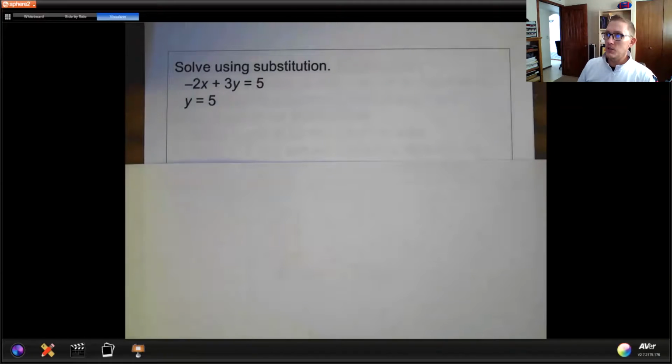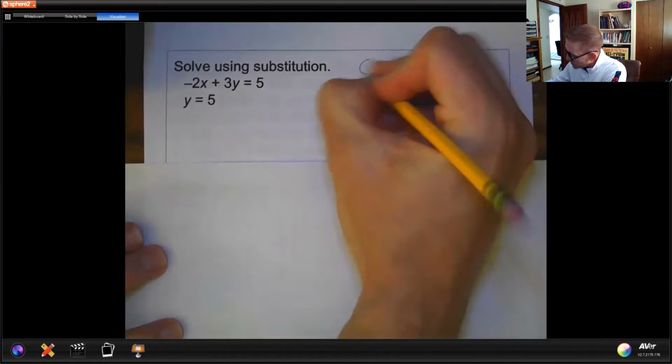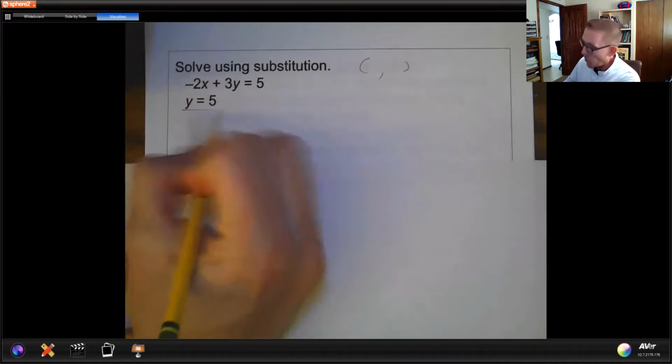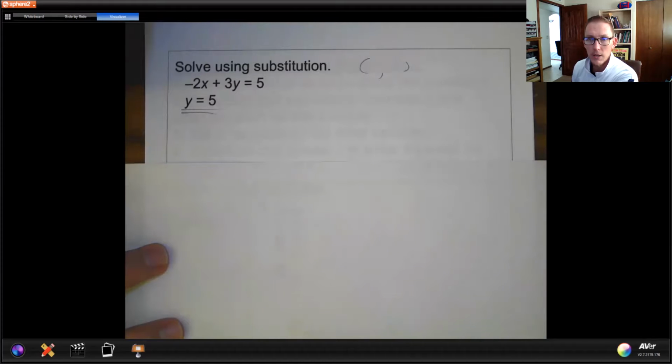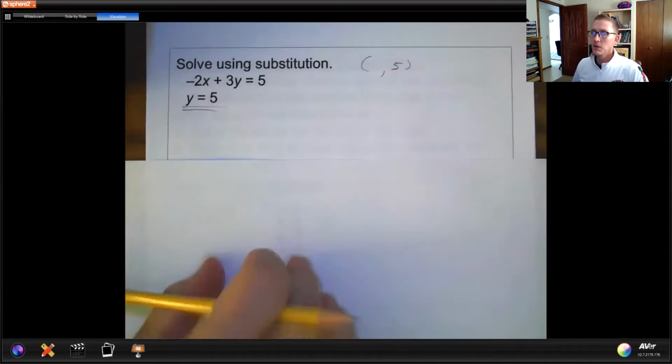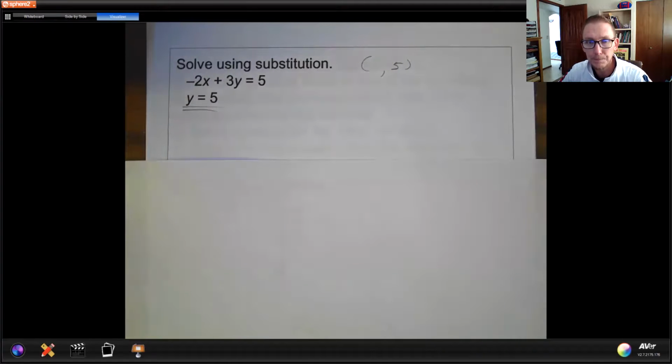So our first problem here says solve using substitution, and then it gives you an equation, negative 2x plus 3y equals 5. And the second equation is y equals 5. Now, the first two examples are really basic and simple because I'm going to give you half of the answer. If you understand and recognize that the solution to a system is an ordered pair, half of that answer has already been given to us. The second equation already tells us that y equals 5. So for my ordered pair, I'm going to put 5 into the solution already.